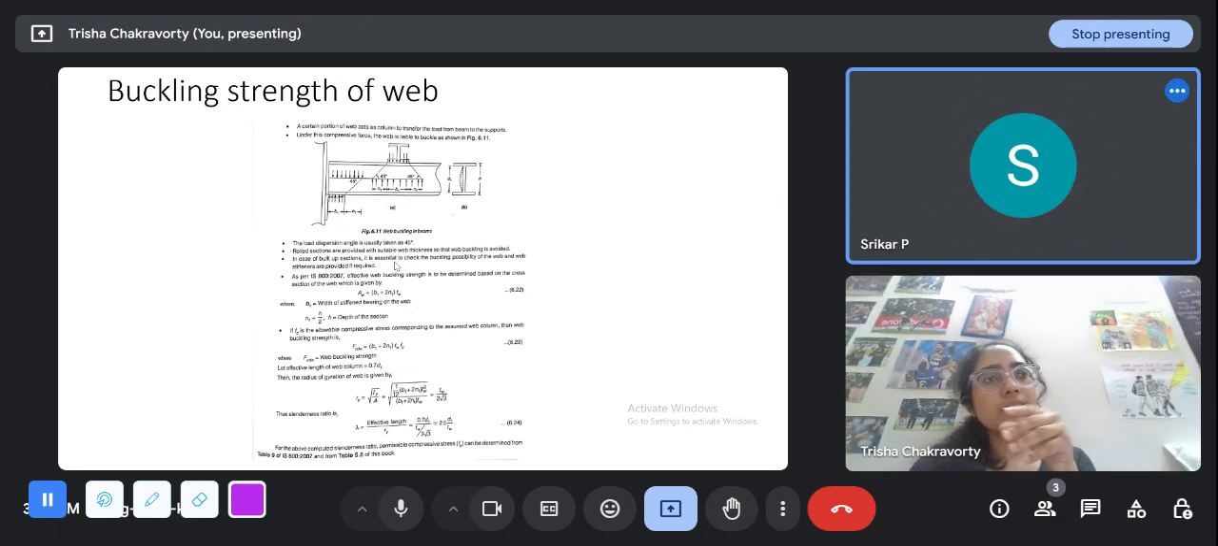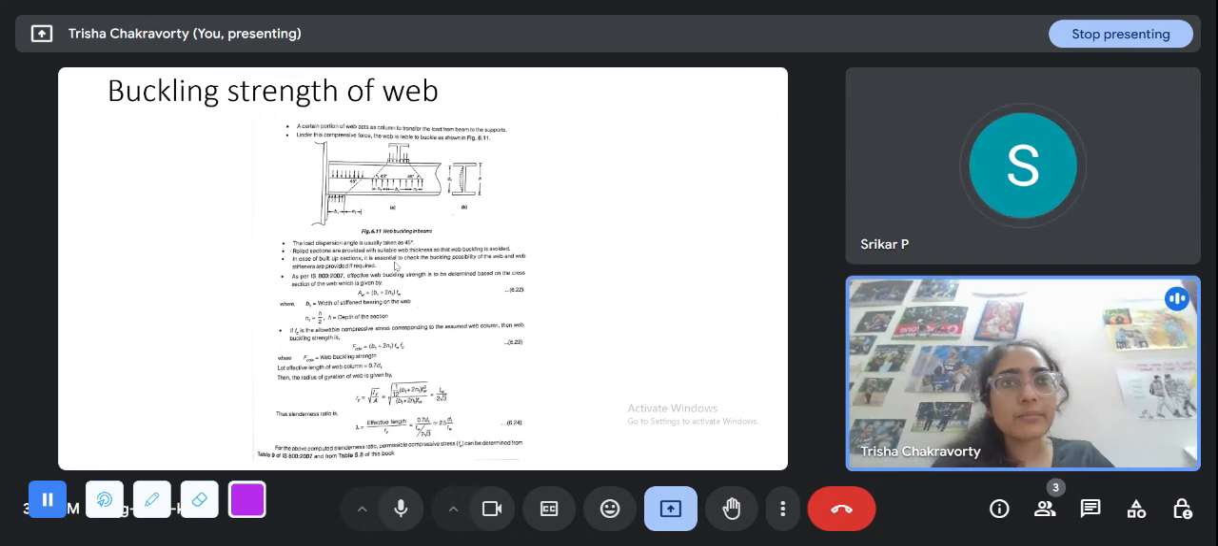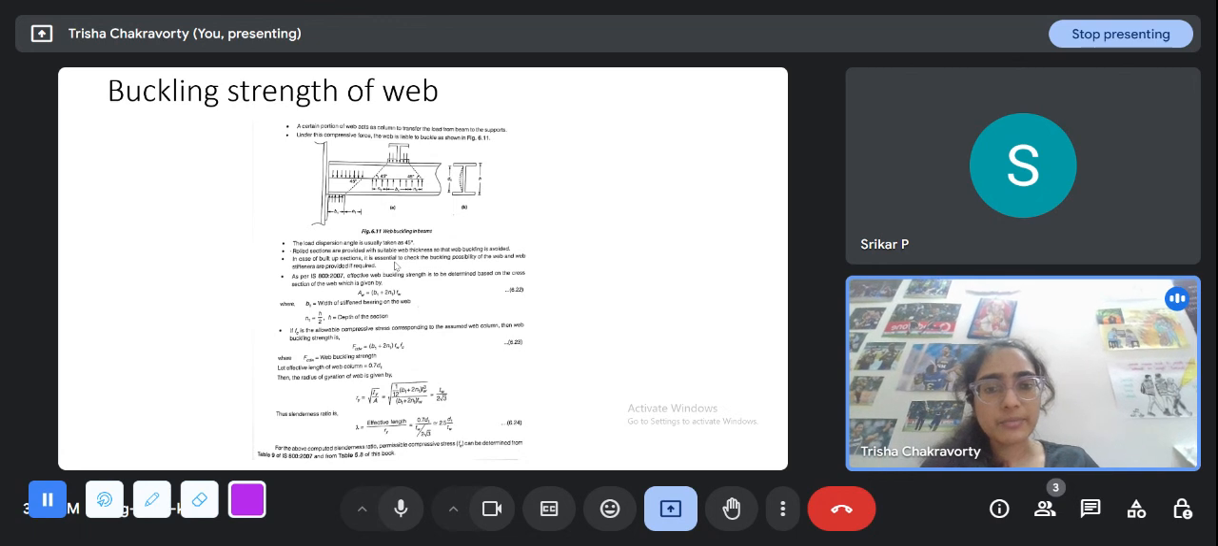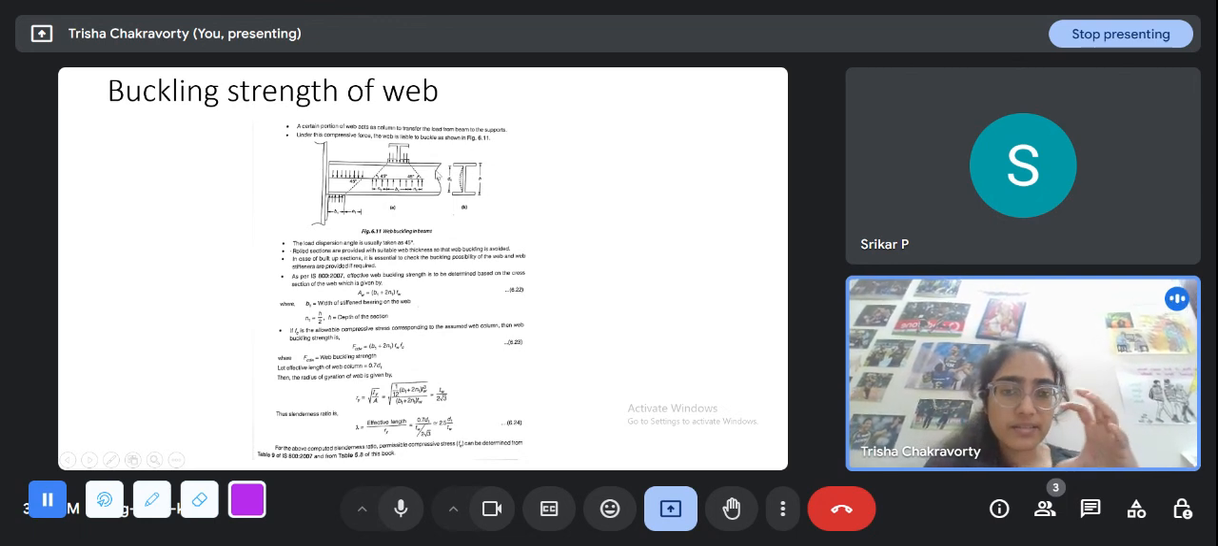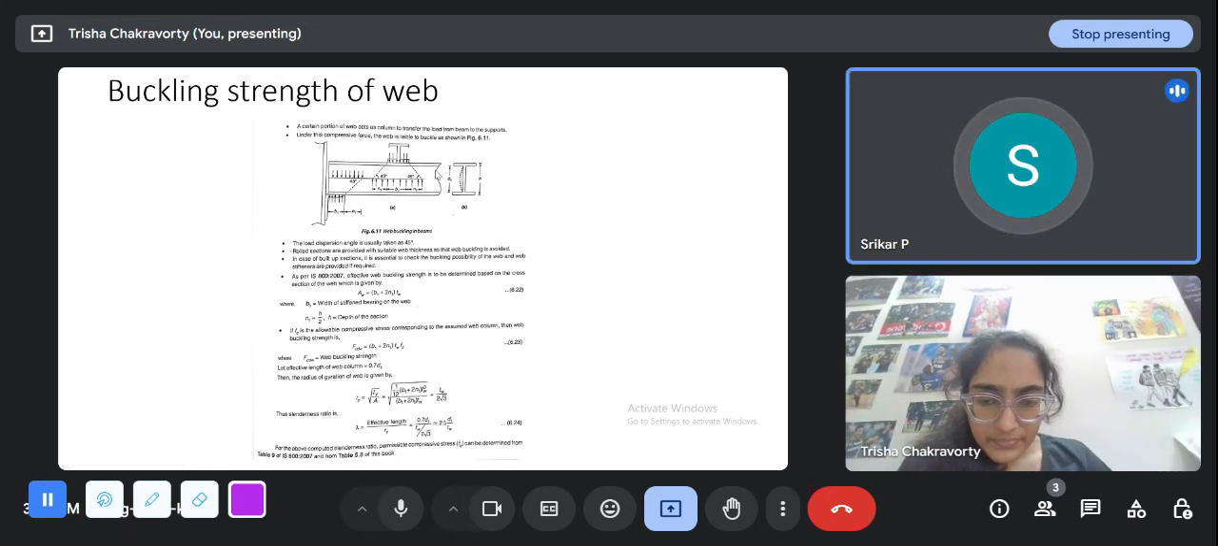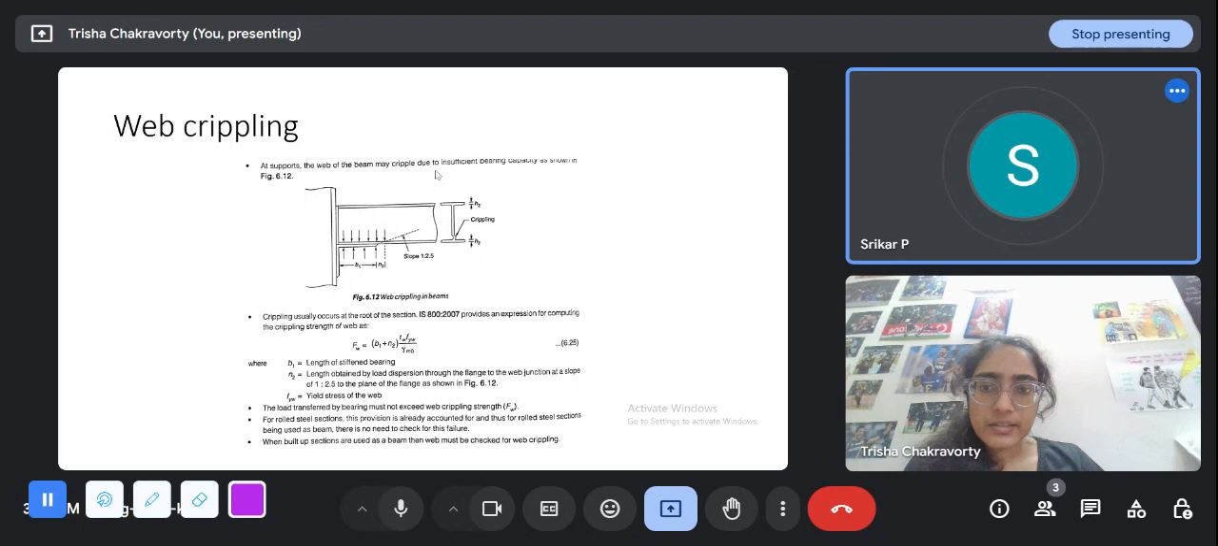Okay, you are saying that just that web is acting like a plate kind of thing. No, that won't happen, since the flanges are there, we have to take an effect. So that is why this is coming. Okay, ma'am, right. This entire slenderness ratio has been calculated keeping in mind that there is a flange and the web as a single entity. Yes, ma'am. Okay. Yes, go ahead, please.